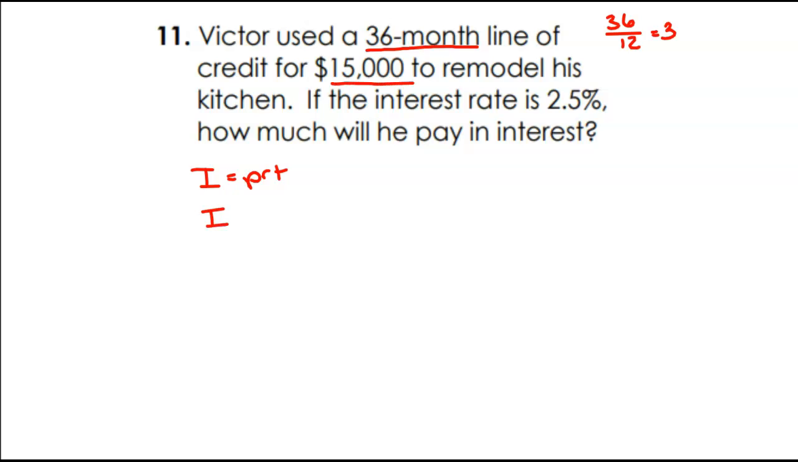This is the principal amount here. This is the rate. So put it into Desmos with the rate coming first. So 2.5% times 15,000 times 3. And this is going to give you 1,125. This is how much interest he's paying back.